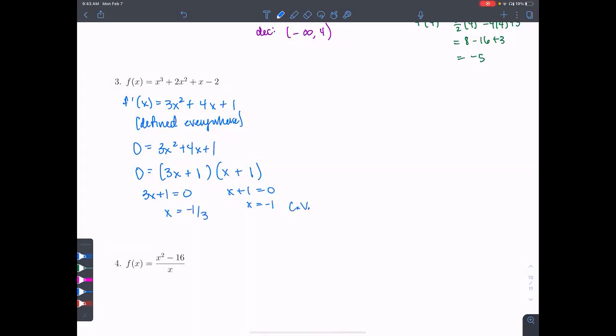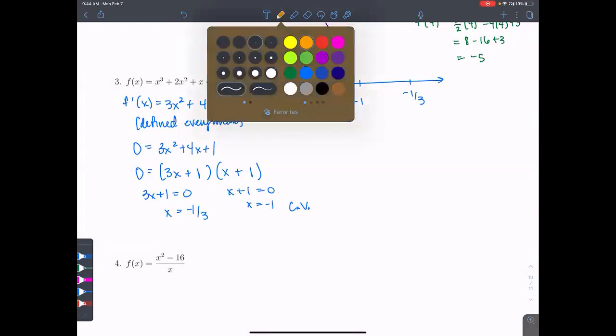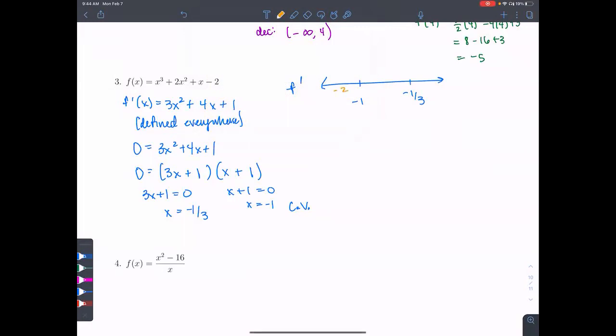These are your critical values. So we're going to put those on a number line. It is an f prime number line with -1 and -1/3 on it. We are going to put some test values on here. These are going to be trickier. So -2, maybe 0, and in here, maybe -2/3. And then test those points. f prime of those things.